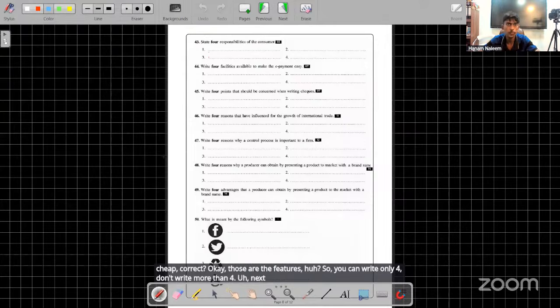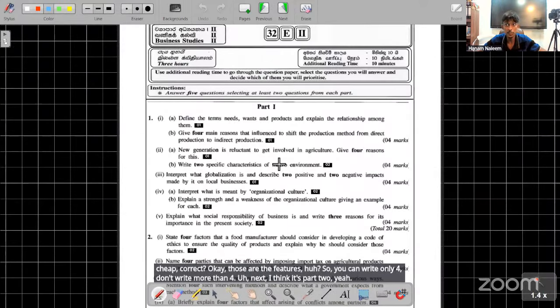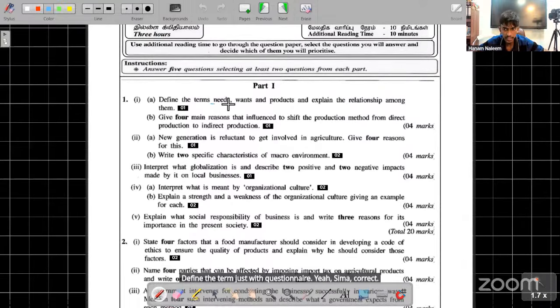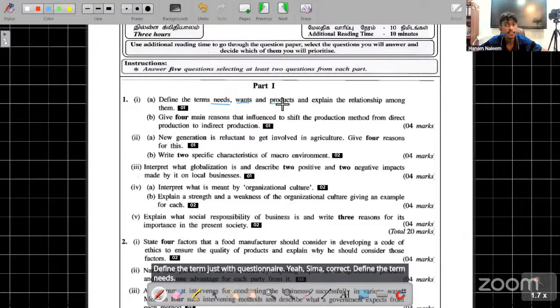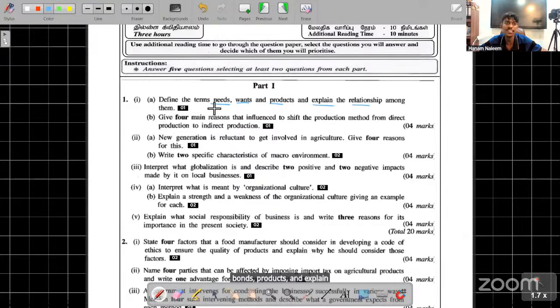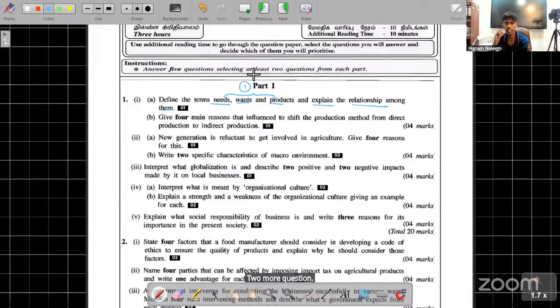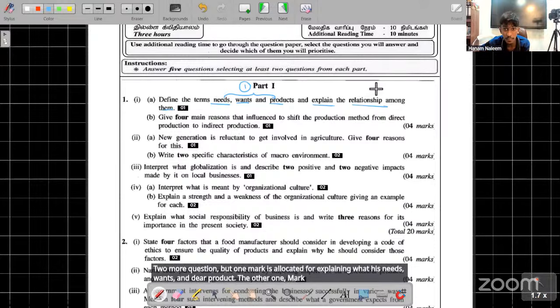Next, I think it's part two. Define the term. This is a good question. Define the terms needs, wants, products, and explain the relationship among them. This is a good tricky question. You know how the marks are allocated. For explaining the needs, wants, and product, you get 1 mark. The other 1 mark is allocated for writing the relationship.